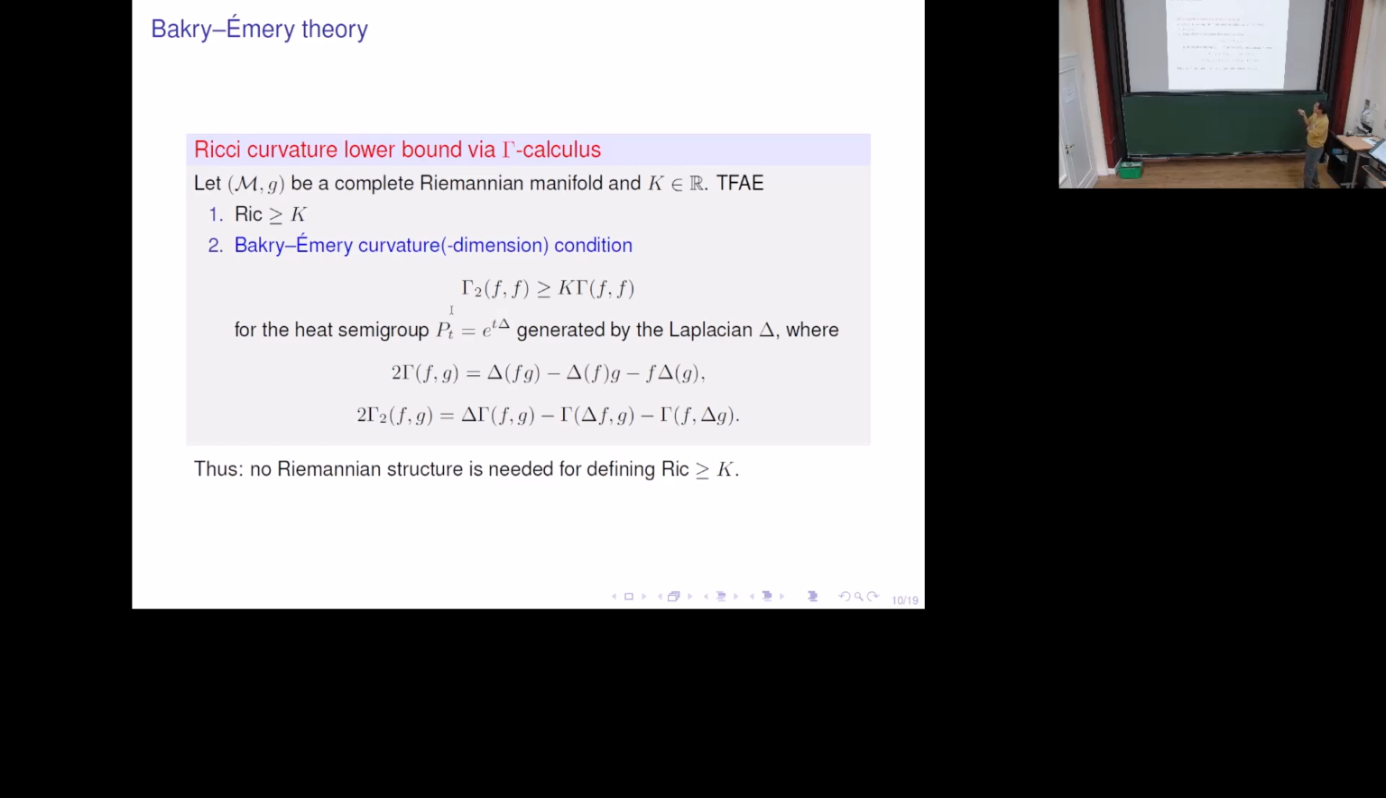Here, these two operators, or actually bilinear forms, gamma and gamma 2, are defined as follows. You first have a semigroup. In this case, it is a heat semigroup generated by the Laplacian on the Riemannian manifold. Then, using the generator of the semigroup, you can define the so-called carré du champ, this gamma, as follows. It takes any two nice functions, say f and g, to a real number, and the definition is as follows.